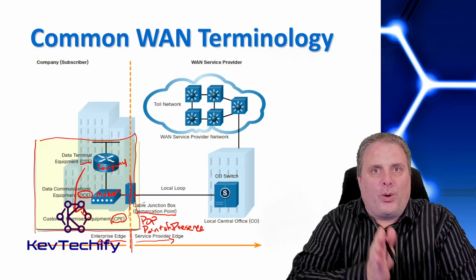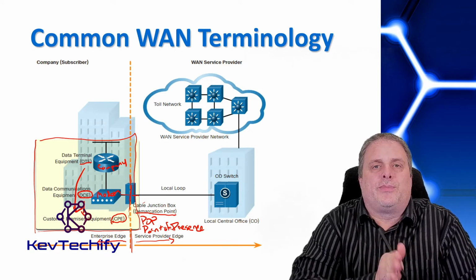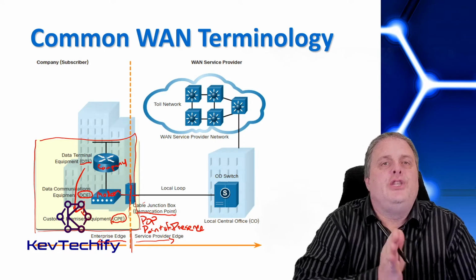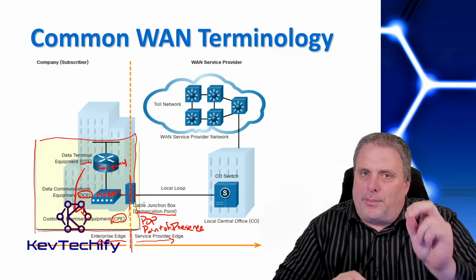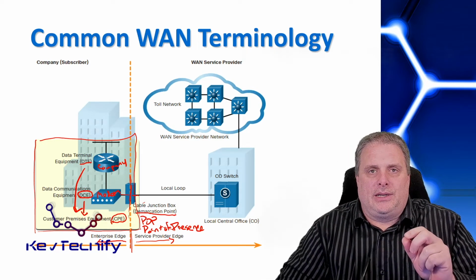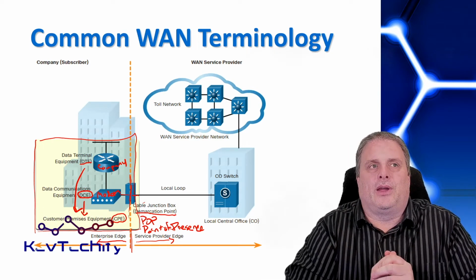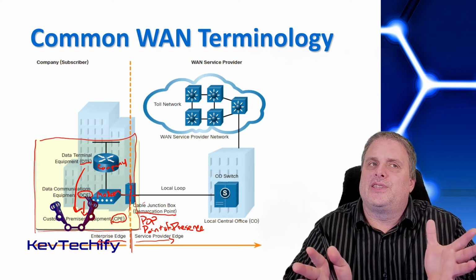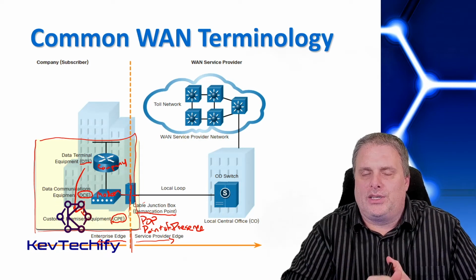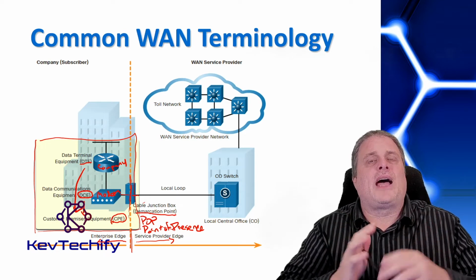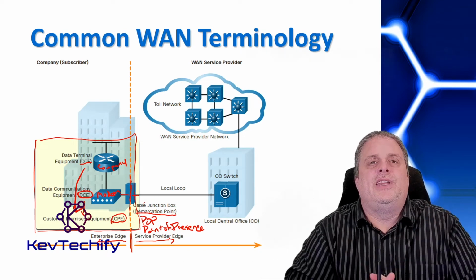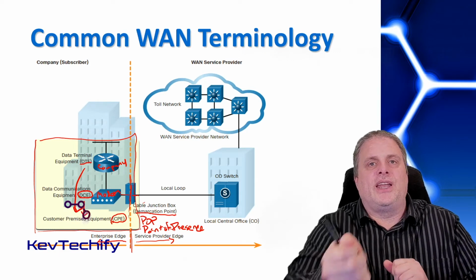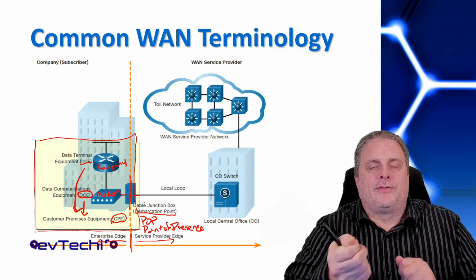But that's sort of that point of demarcation where the responsibility of the ISP ends and your responsibility starts. And so, like I said, the POP and that point of demarcation are usually the same thing. Minor differences here. Basically, that point of presence, that POP, is more of a logical boundary. So when you draw a logical diagram, that's what it is. That point of demarcation is the physical connection from the service provider into your network.